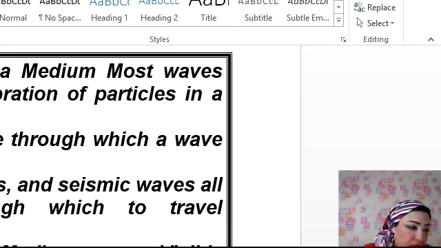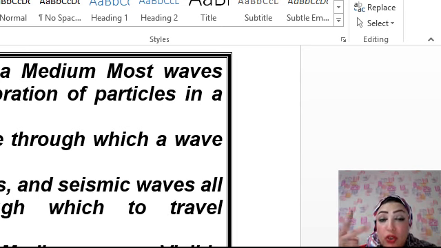So, a very important question: if I ask you to define mechanical waves, what is the definition? Mechanical waves are a type of wave that needs a medium to travel through. If I ask you to give me an example of a mechanical wave, first you must know what a mechanical wave is. Yes, mechanical waves are the waves that need a medium to travel through. This medium may be solid, liquid, or gas.